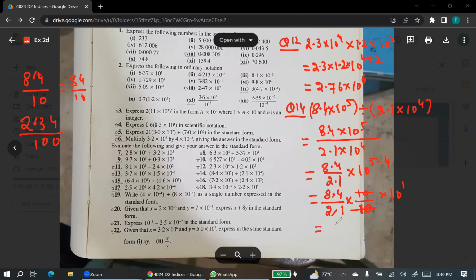Now 84 over 21 is 4, so 4 into 10 is the final answer. Now this one is the way to deal with the addition, subtraction, multiplication, and division between the standard forms.